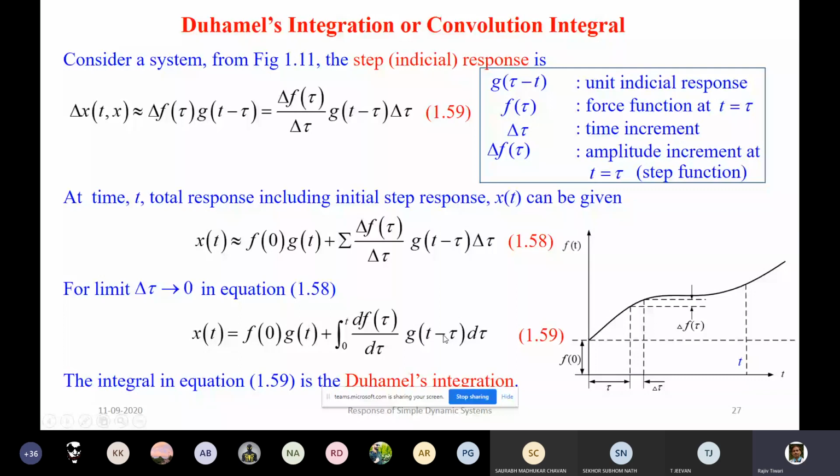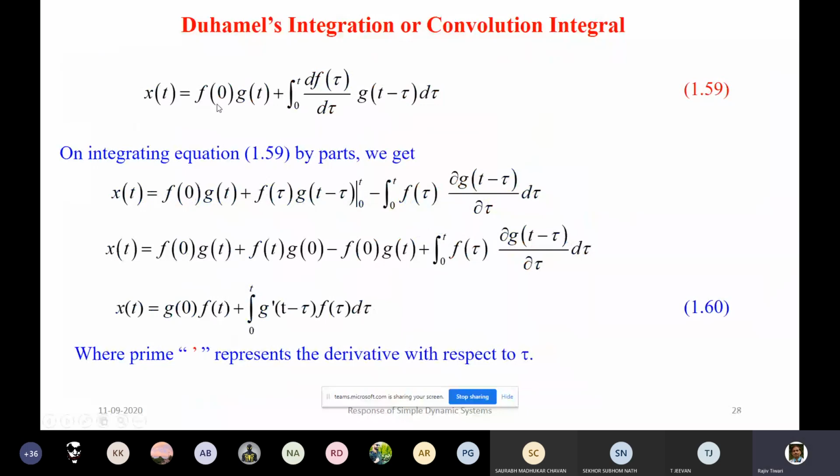In the previous class, we have seen that this indicial response, which is due to the step force, is related to the impulse response, which is due to the impulse force. Now we'll try to convert this equation into the impulse response form, because that is more convenient for the solution. This is the same equation we derived previously, 1.59, and we are doing some more mathematical expansion of it.